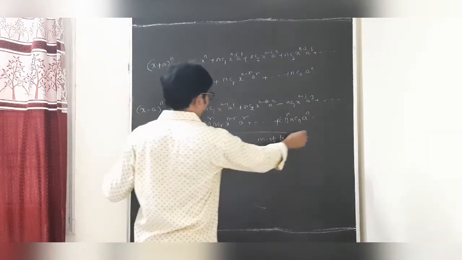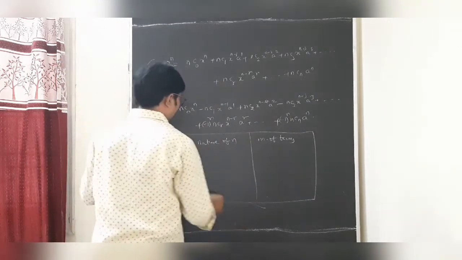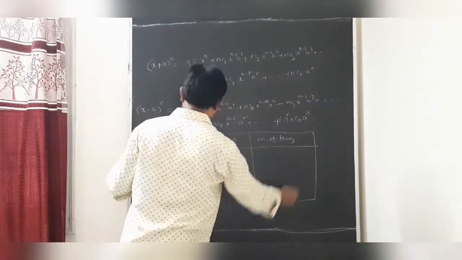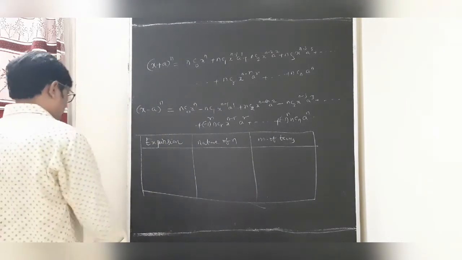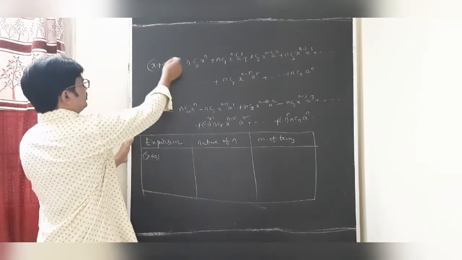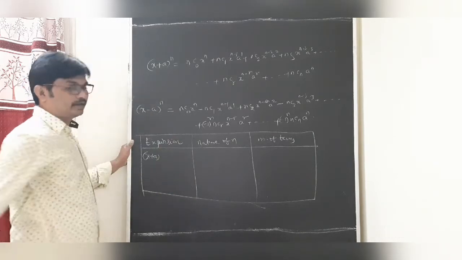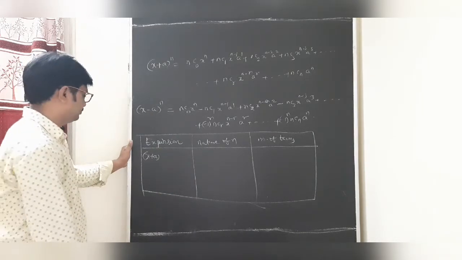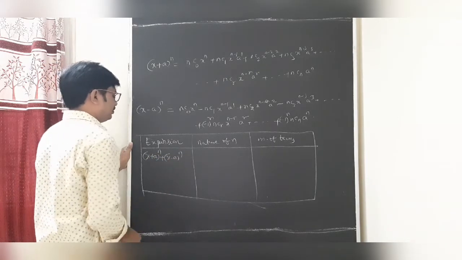The nature of n is either even or odd. Suppose, students, the first expansion is x plus a whole power n. There are n plus 1 terms. X minus a whole power n also has n plus 1 terms. Now consider x plus a whole power n and x minus a whole power n.